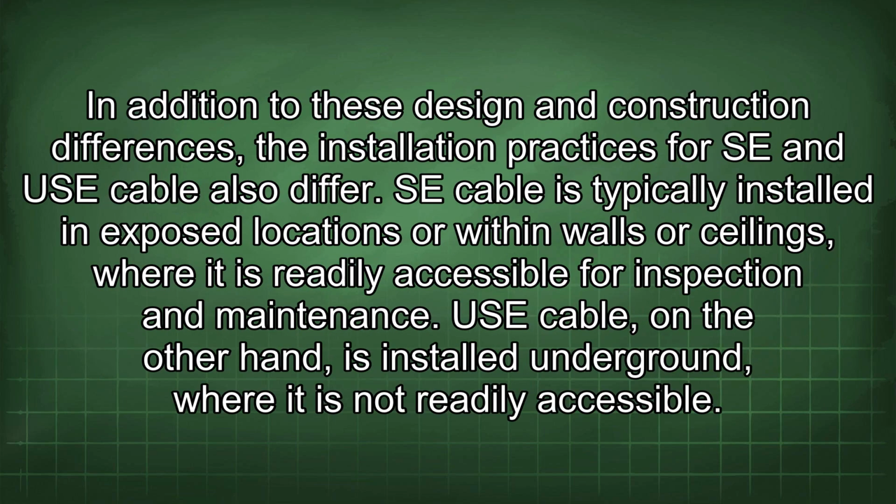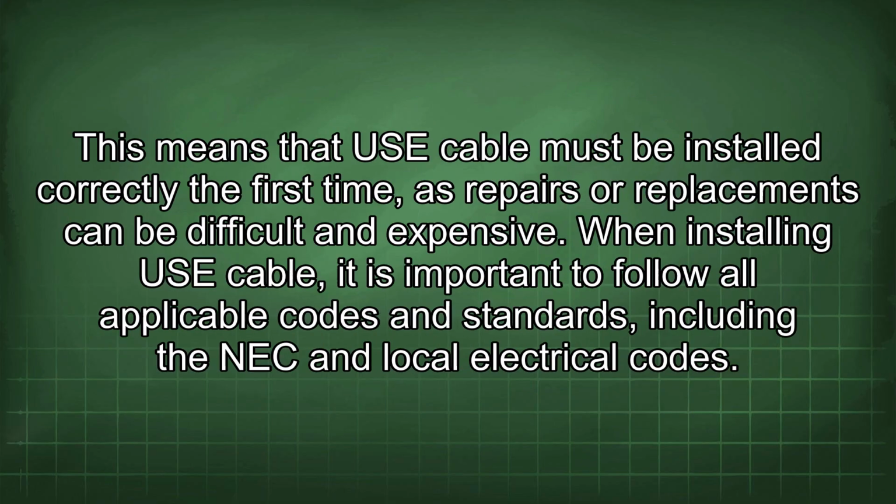In addition to these design and construction differences, the installation practices for SE and USE cable also differ. SE cable is typically installed in exposed locations or within walls or ceilings, where it is readily accessible for inspection and maintenance. USE cable, on the other hand, is installed underground, where it is not readily accessible.